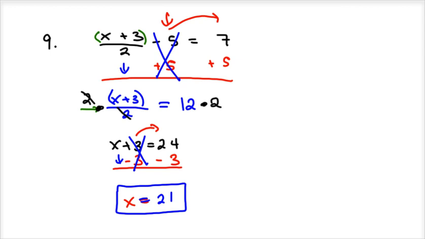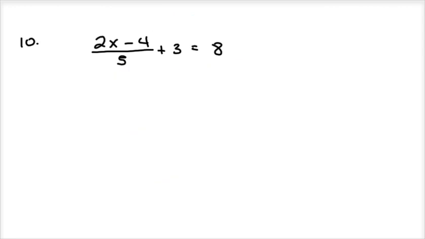Okay, let's look at another one. Very similar: (2x minus 4) over 5 plus 3 equals 8. So again, I'm going to put this in parentheses. My goal is to get that by itself without the positive 3 here and without this 5 here on the bottom.